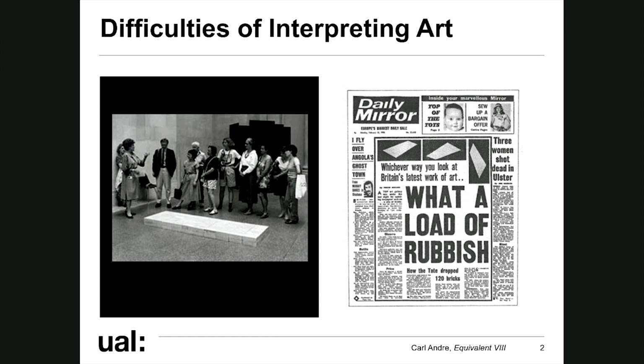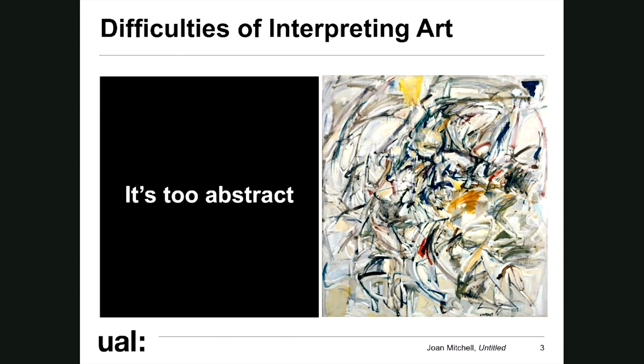Anyway, where were we? Some of the difficulties of interpreting art that I've selected. Okay, some common issues. It's too abstract. So we were talking about the 20th century, and one of those things that we find that begins in the first half of the 20th century is that art moves towards abstraction.